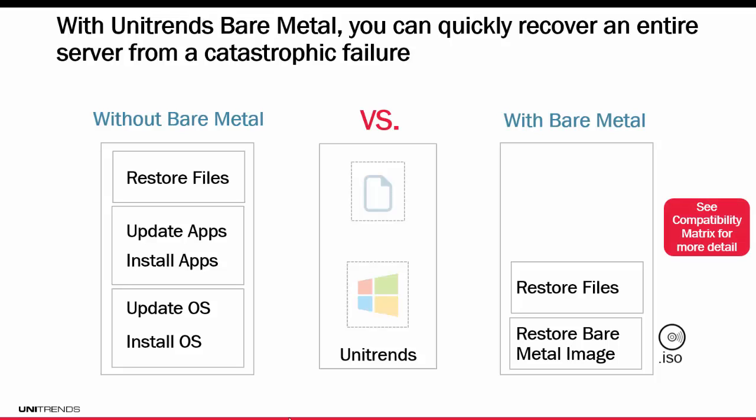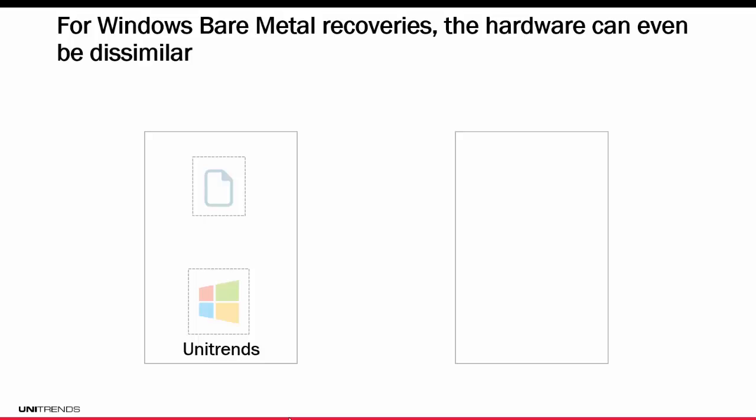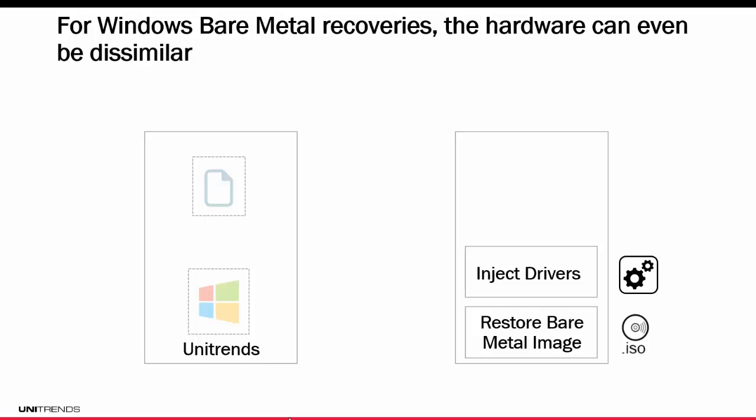For more information on which operating systems can perform this bare metal recovery feature, see the compatibility matrix for more details. For Windows bare metal recoveries, the hardware can even be dissimilar. What that means is that you can recover what was once on an HP server to a Dell server as long as it's Windows. And the way that works is because using the integrated bare metal image, we're able to build out the bare metal image onto the new dissimilar hardware, and then with Windows we can actually inject the drivers that the new hardware has. From there, we then recover the files like a normal bare metal backup, and then you're ready to go and have that server back up and running, performing all the application functions that you needed before.